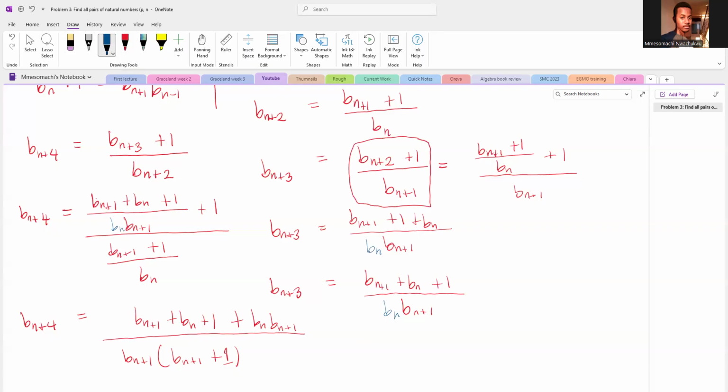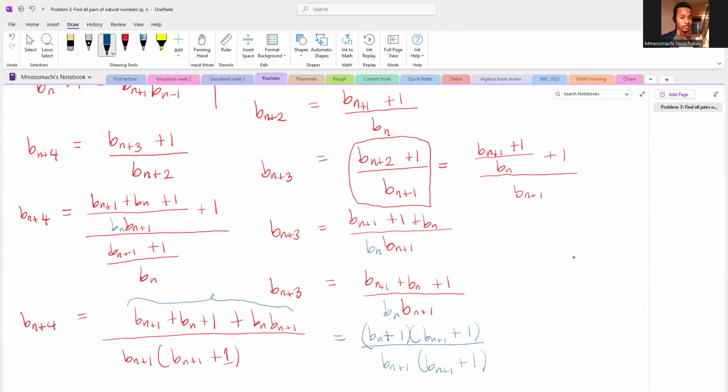And okay, so let's see how we can now simplify this. Let's just check that the mistake is corrected. Okay, yeah. So let's see how we can simplify this. Okay, so everything looks like it should be in order. Now we can see that this expression here can be factorized. So this is equals to bn plus 1 into bn plus 1 plus 1 divided by bn plus 1 into bn plus 1 plus 1.